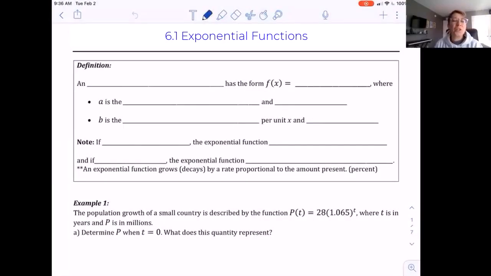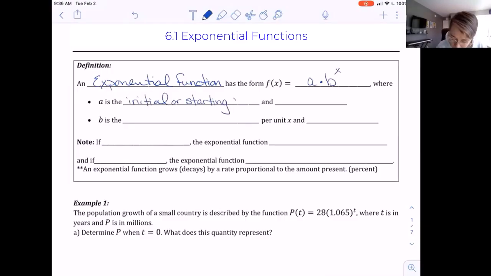All right, so now we're going to take a look at exponential functions. An exponential function has the form f of x equals a times b to the exponent x, where a is the initial or starting amount, and a cannot equal 0. If it does, then the whole equation equals 0.